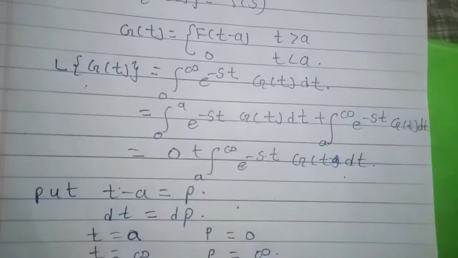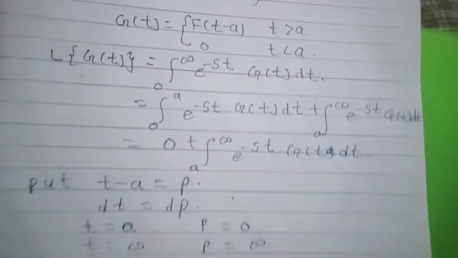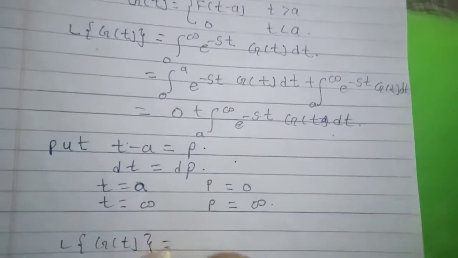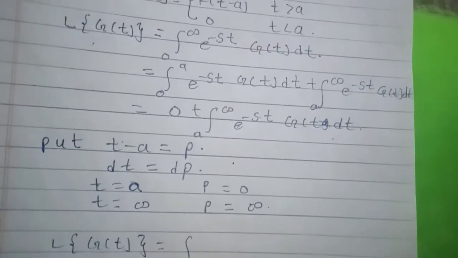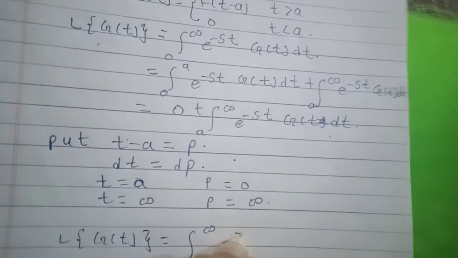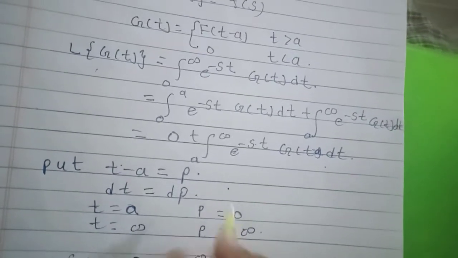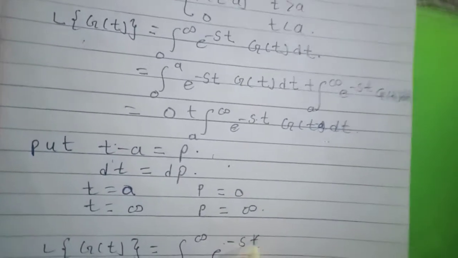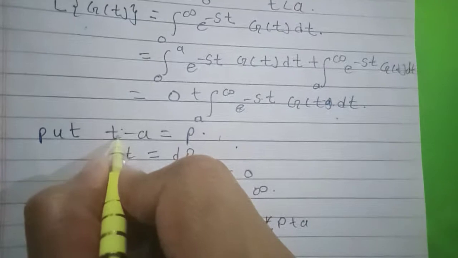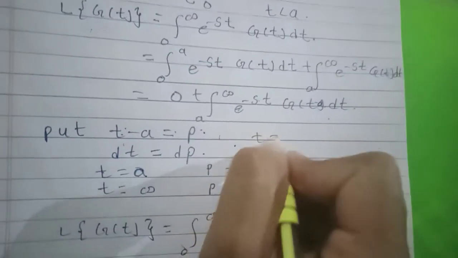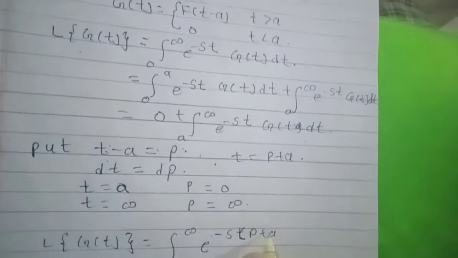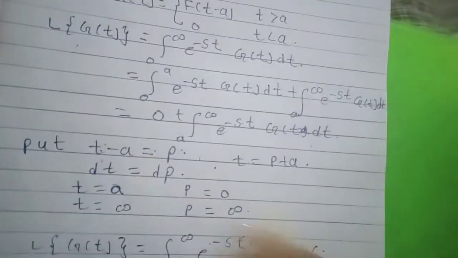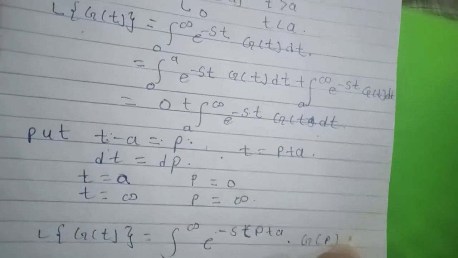So we put all these values in here. So the Laplace transform of g of t is equal to integration 0 to infinity e raised to minus st. Here t means p plus a, since p is equal to t minus a, so t is equal to p plus a. Then g of t minus a means g of p, and dt is dp.